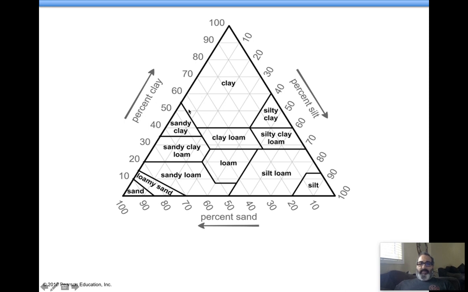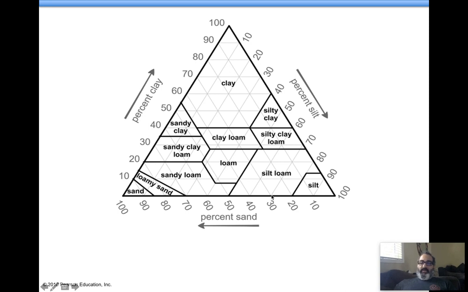See how the numbers are going this way? Well, these horizontal lines are their lines. So if I set a point here, that is 50% clay. Now, this here 20 would be silt. So it would be 50% clay, 20% silt, and that would make it 30% sand.